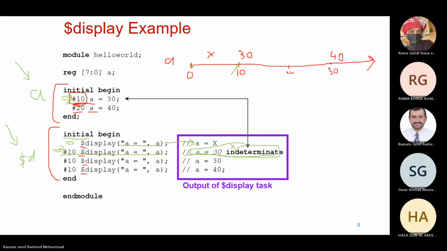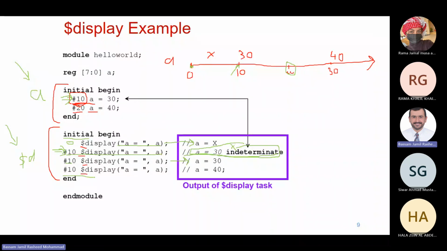Now, after 10 simulation ticks, which means at simulation 20, what do I print? Well, at simulation 20, I am here. I can tell you for sure that A equals 30. So for me, A equals 30.